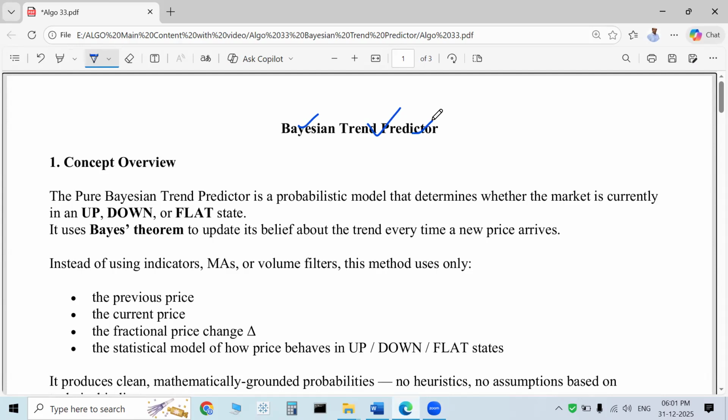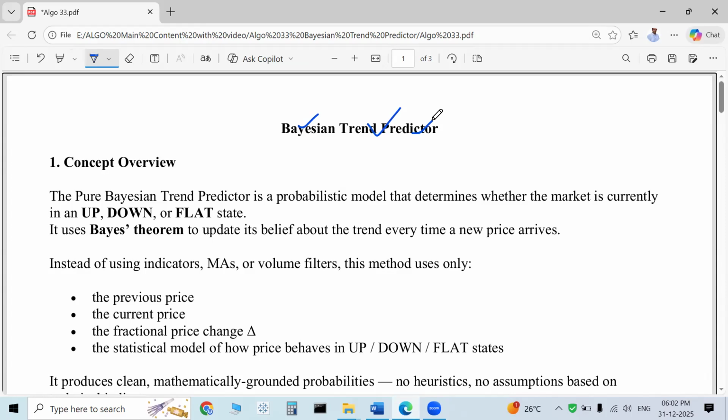action. First part: instead of using the moving average or the volume filter, this is the best technique to find out the trend of the market. So first, we are going to understand the mathematics behind it. Then I'm going to show you the actual simulation of the Bayesian trend predictor using an actual simulation environment.